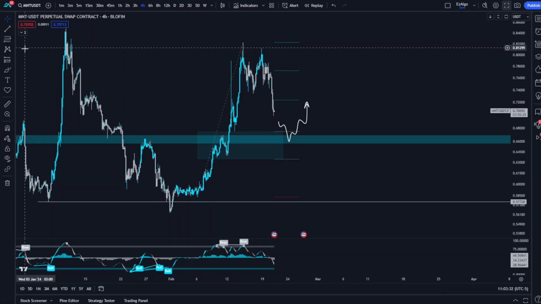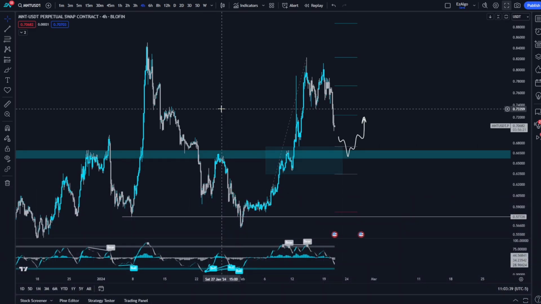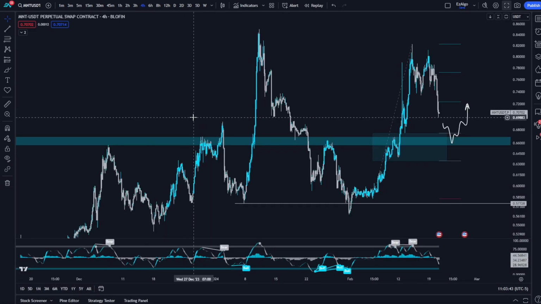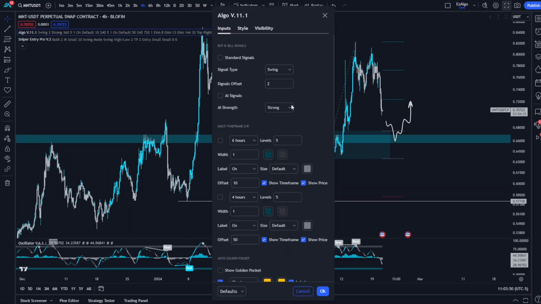Here's the setup I'm looking at in real time on MNT. This is an example of a trade that I would take like 99% of the time. I marked out my key level with price history. If you guys don't want to draw these levels for yourself, you can use the EzAlgo support and resistance zones, right? Kind of takes away the guesswork here.